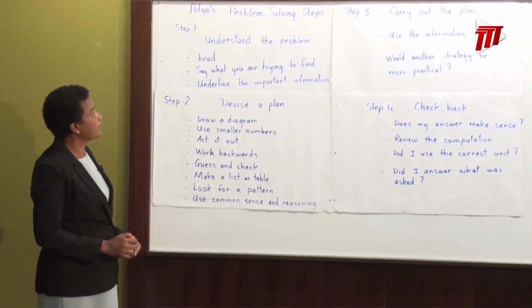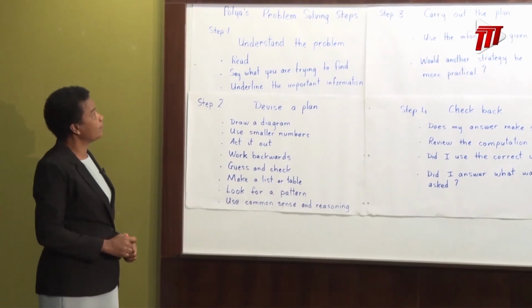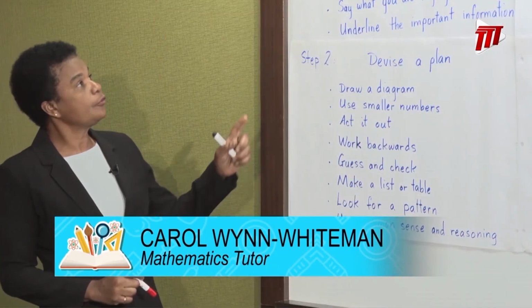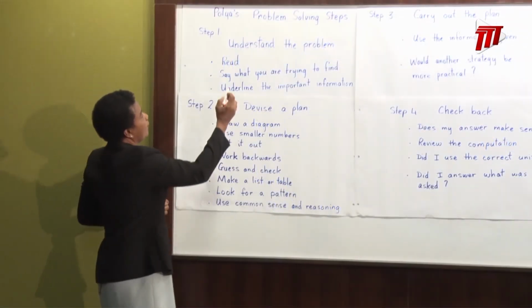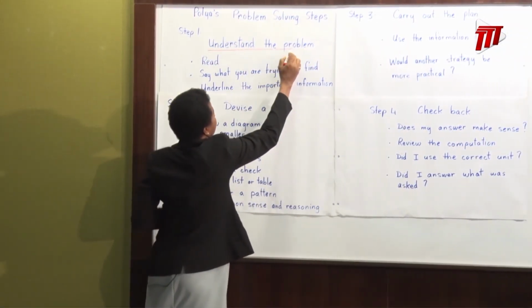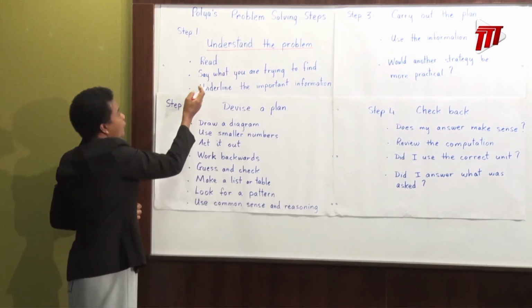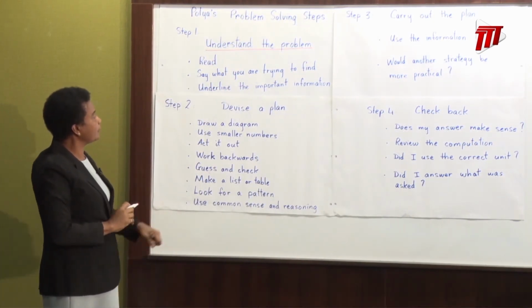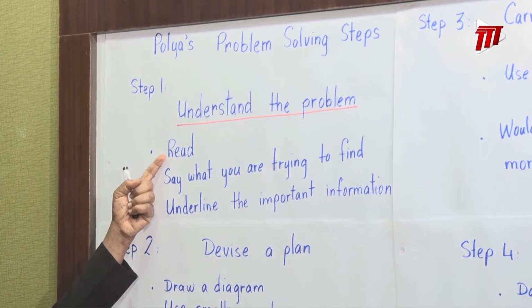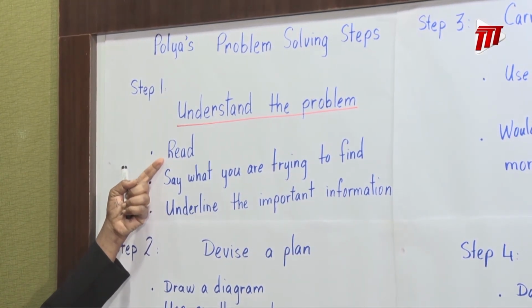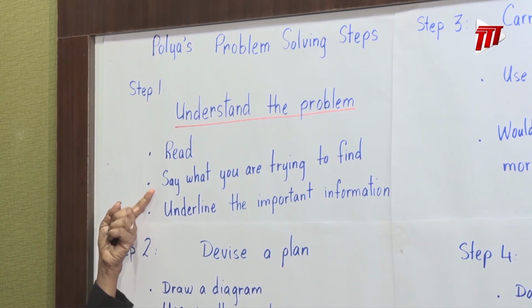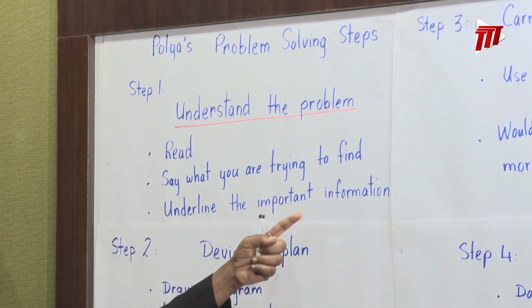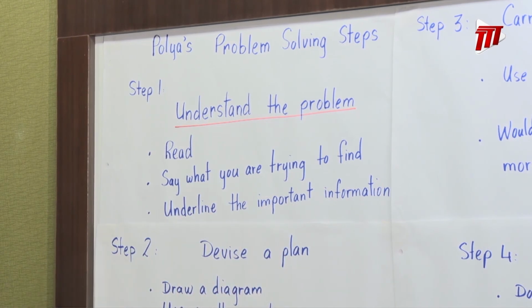Well, boys and girls, let us summarize what we have done today. We have gone through Polly's problem-solving steps. Step 1, understand the problem, and there are various methods you can go about doing that. Read it. Maybe you may need to read it more than once. Sometimes it will help to say aloud what you are trying to find. It is critical that you underline the important information in the question.